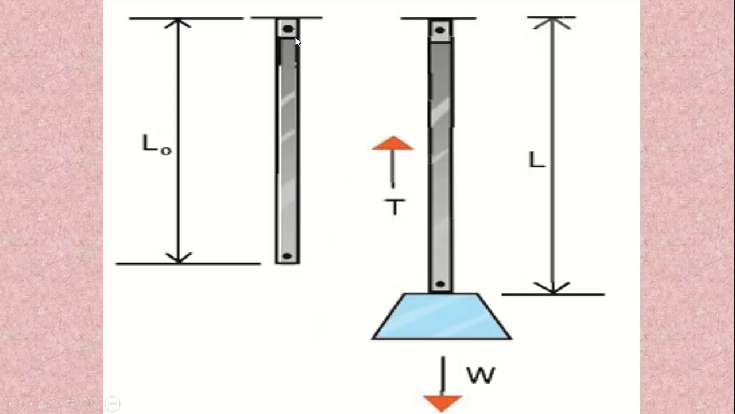Look, here I have taken one string whose original length is L0, and after hanging a weight W, the length of the string is increased. That means the string gets elongated and its final length becomes L. So here we can see that for the applied force, that means for the deforming force, there is deformation occurring in the string. That's why its length is changed. So now we will understand what stress and strain are.